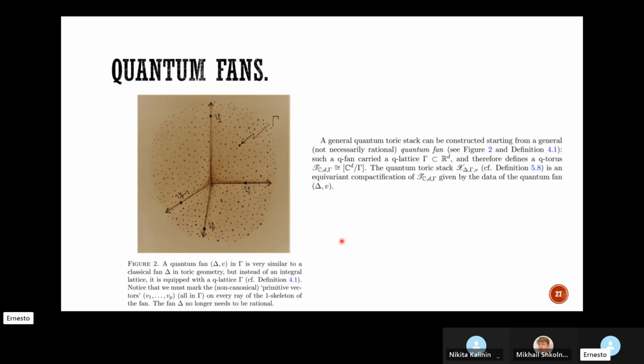And this is a transversal cut, and then I take it so kind of universal cover. And the quantum toric stack given by this fan, this quantum lattice. And I will explain the notation B. That is, I should have written H, but it was an evolving notation when I wrote this. V is an equivariant compactification of this.